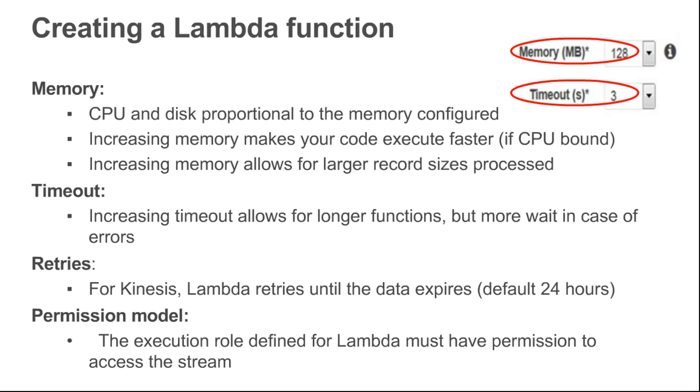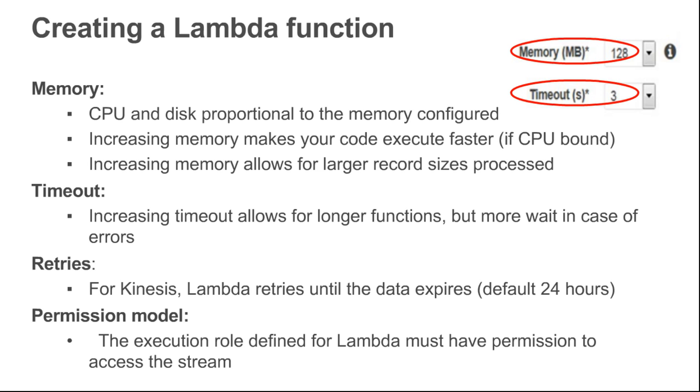For retries, for Kinesis streams or DynamoDB streams, Lambda will retry the record until it expires. By default, all records will live for up to 24 hours in your stream. So that means for a newly created record, Lambda will retry that record for 24 hours. And because this is a synchronous execution model, we will block all processing on that stream until the record is expired. So this directly impacts processing of your stream.